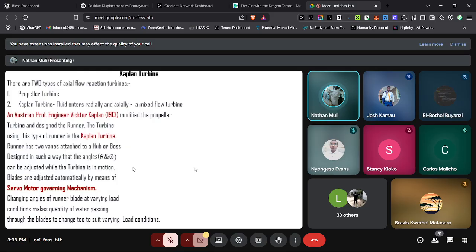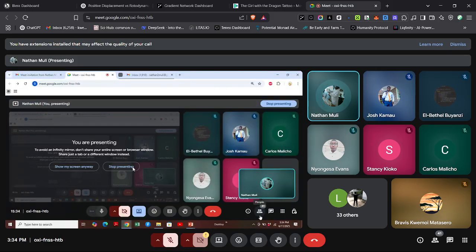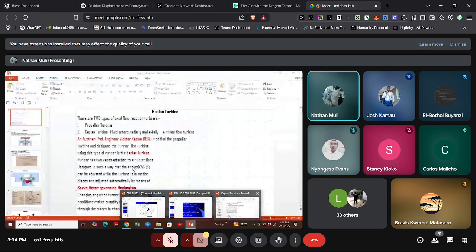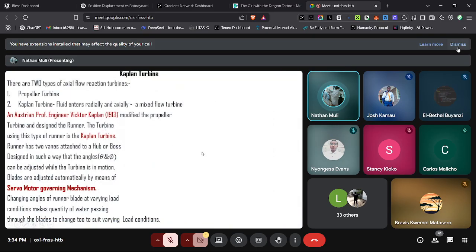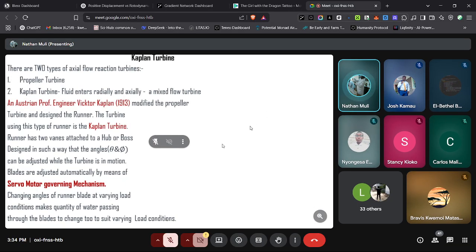Now, what is this guy called the Kaplan turbine? Let me say that this is a turbine which was invented by a gentleman who was a professor, engineer, Victor, not Victor Desmond, or else you start thinking he's closer to the turbine. He's not Victor Desmond Tutu. This was a professor, engineer, Kaplan, who came up with this kind of a turbine. This is an axial flow kind of a turbine or reaction turbine.